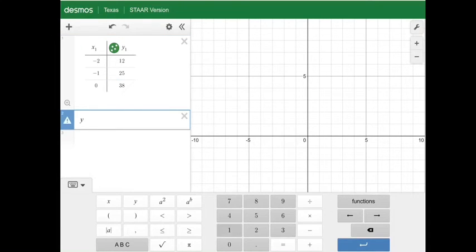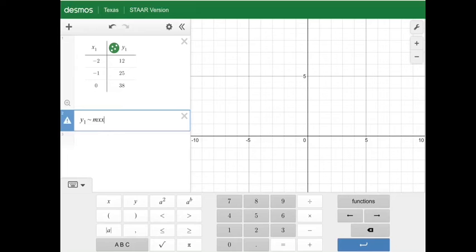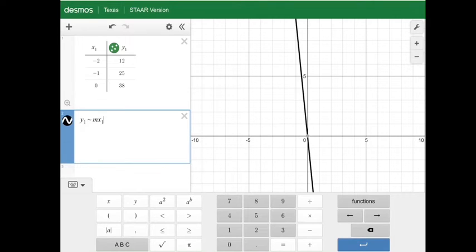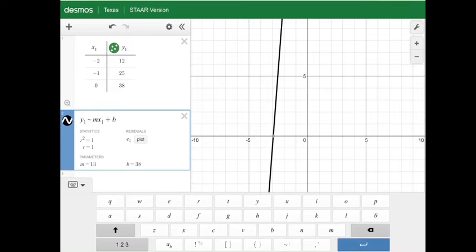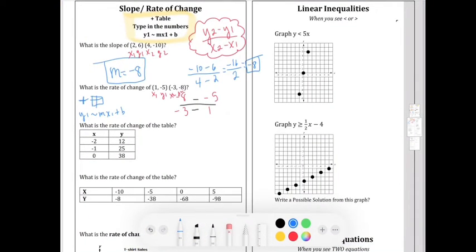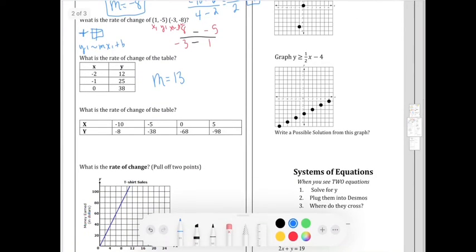Then the equation of the line is y equals mx plus b. So we write that as y1, squiggly line, m, x1 plus b. Then my answer is the m for the rate of change or the slope. So the m equals 13. Okay, you can try the same thing with the next one.